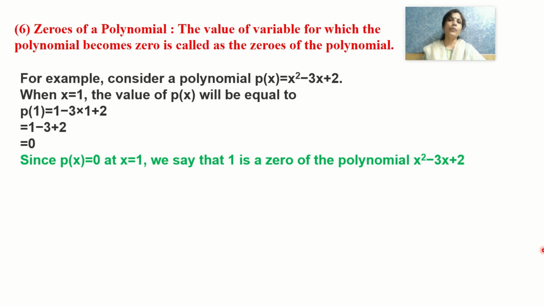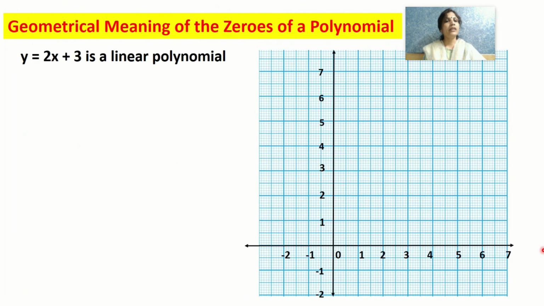So this is how we can find out zeros of the given polynomial. Alright, I'll repeat once again. Zeros of the polynomial, or zero of a particular polynomial, is the value of the variable for which the polynomial becomes 0. Alright, let's move ahead. Now let's understand what is the geometrical meaning of zeros of a polynomial. Geometrical meaning means graphically what is the meaning of zeros of the polynomial.